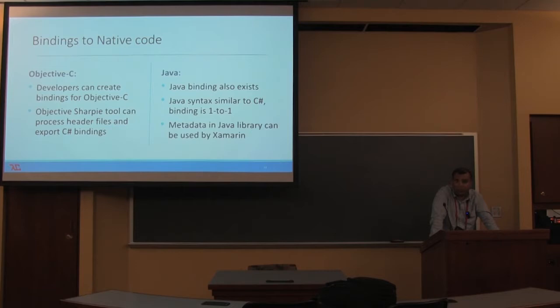Generally, you want to avoid this, and Xamarin would pretty much give you everything you need. But if for whatever reason you want to, there's a facility to use raw Objective-C. I don't know if they support Swift though. Maybe they do, but their documentation said they support Objective-C and Java. Developers can see bindings from Objective-C. They have a tool called Objective Sharpie, which can process these and expose them as C# bindings. There's a similar thing in Java, where Java-to-C# binding is one-to-one, because it's a class with all the methods and you have metadata that the Java library exposes. So Xamarin can use it.